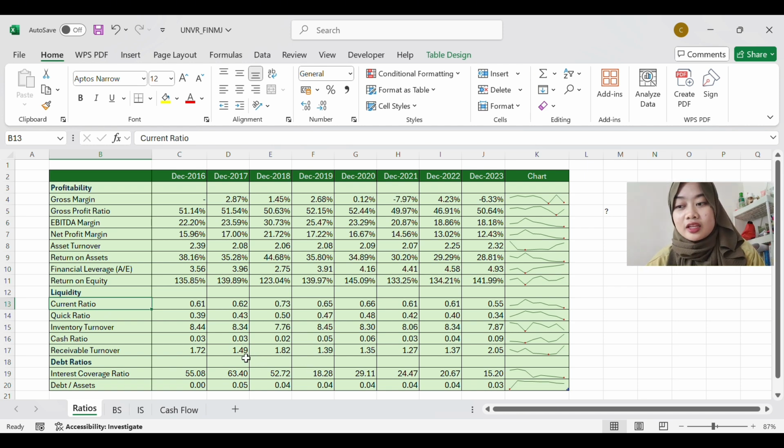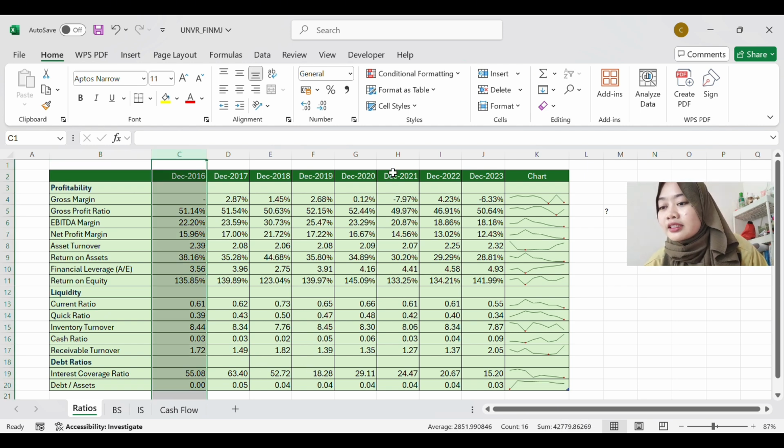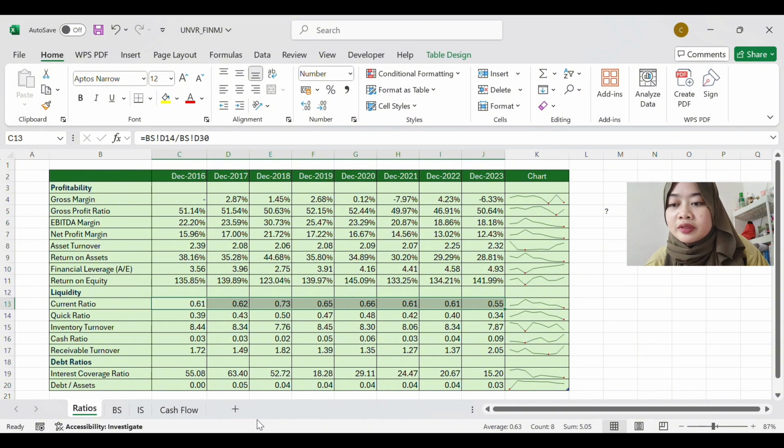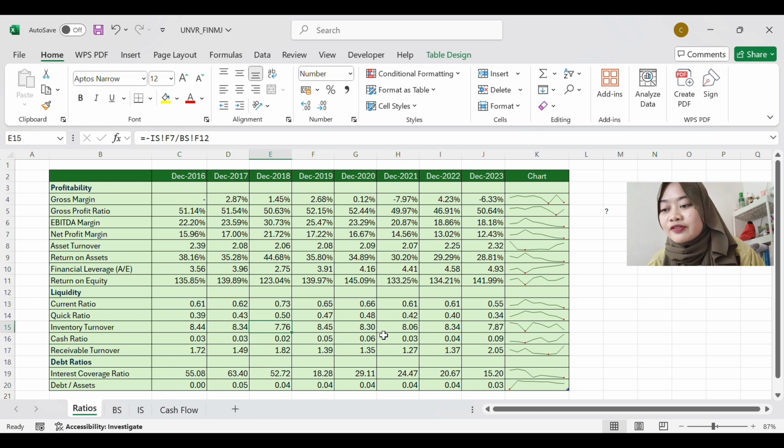So we see in the liquidity ratio, from 2016 until 2020, Unilever has never reached the number 1. This current ratio shows us that Unilever has never been able to fulfill its obligation to pay its short-term debt. This condition is like when you have a debt of 1,000 rupiah, but you only have around 600 rupiah. Can you fully pay your 1,000 rupiah debt with just the 600 rupiah in your pocket? Of course not, right? So, that's the condition of Unilever based on its financial statement.